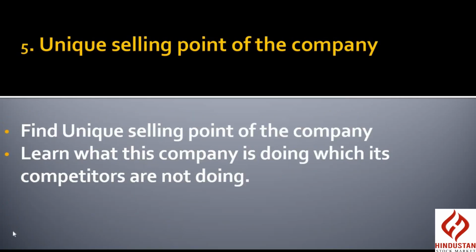Next, the fifth parameter is to find the unique selling point of the company. That is, learn what the company is doing which its competitors are not doing. To understand this better, let us analyze the Indian automobile sector. There are a number of automobile companies in India. However, when we consider passenger vehicles, that is cars and SUVs, Maruti Suzuki is the leading company in India.